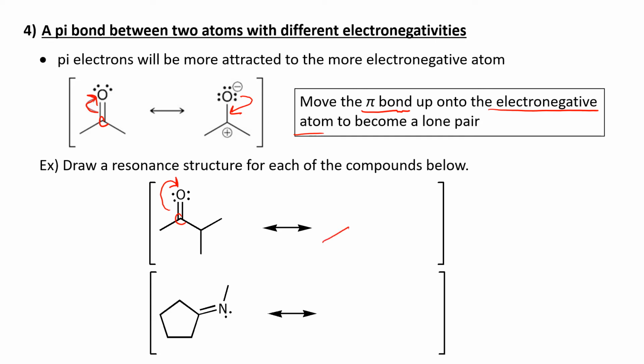So we're drawing our resonance structure. We see that those pi electrons have moved up onto the oxygen atom because it's more electronegative. The oxygen will get a negative charge, and that carbon, because we've taken two electrons away from it, is now going to have a positive charge.